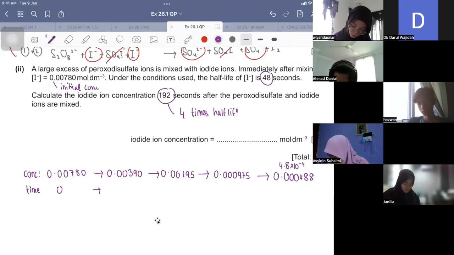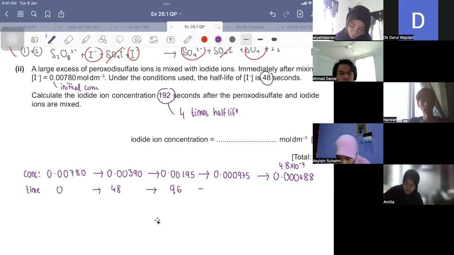So 0.00780 is the concentration at time t equals 0. My first half-life is 48. The next half-life is 48 plus 48, which is 96. The next half-life is 144.